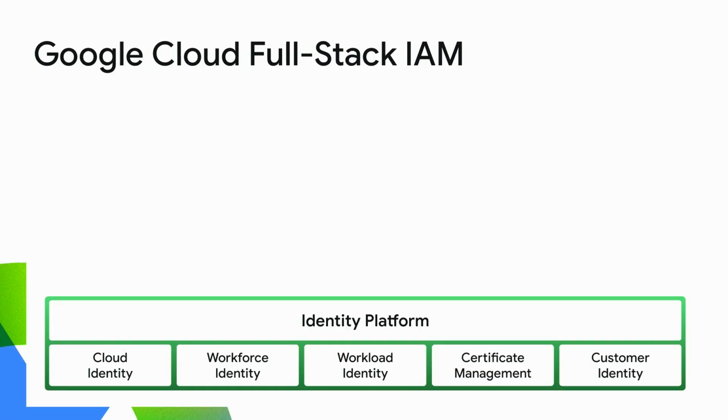It starts with our very comprehensive and robust identity platform. If you're using Google Cloud, you have the option of using Cloud Identity. You can also federate your existing identity providers with Google Cloud using our Workforce Identity Federation capability. You can use workload identity for your machine accounts. You also have comprehensive features for certificate management and customer identity and access management for your custom apps. That gives you the all-up identity platform.